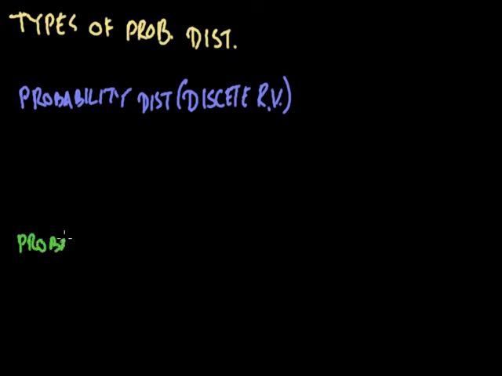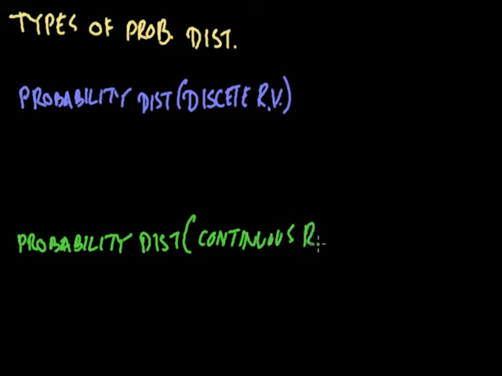probability distribution from continuous random variable. So here we have two types of probability distribution tables. One is probability distribution table from discrete random variables, and another is probability distribution from continuous random variables. It all depends on the random variable. Now, first of all, let's talk about the probability distribution for discrete random variable.